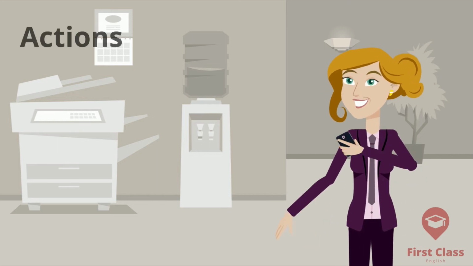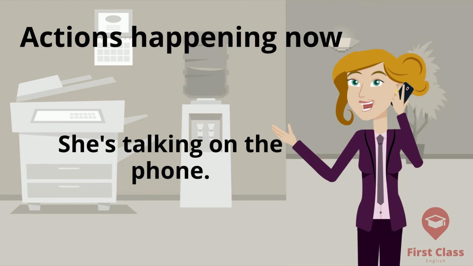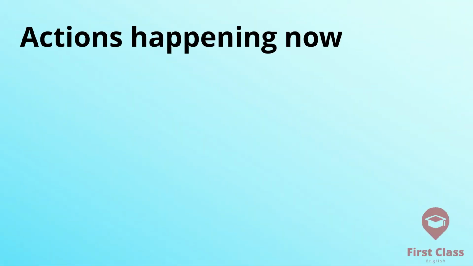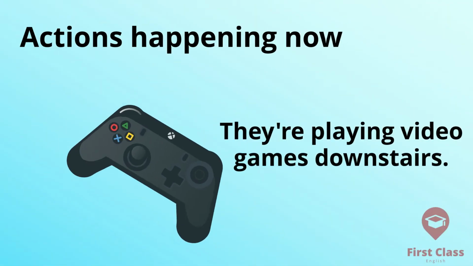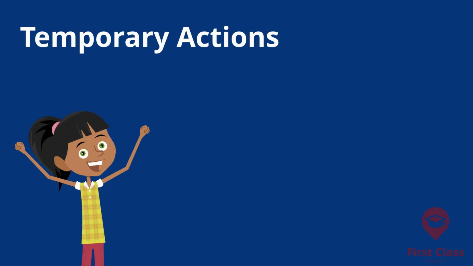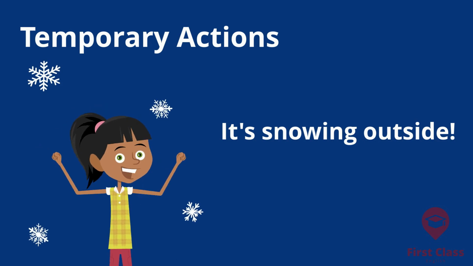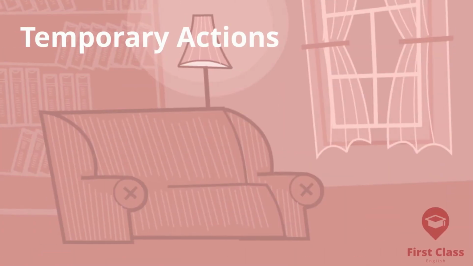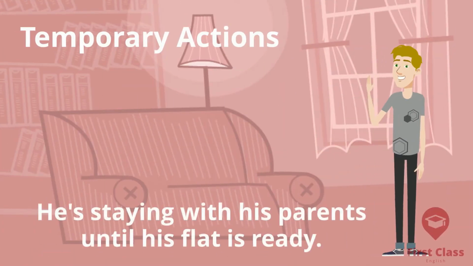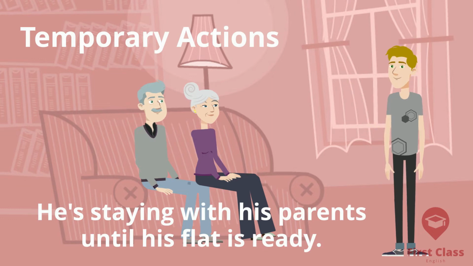Let's look at some examples of actions happening now. She's talking on the phone. Or, they're playing video games downstairs. Look at some of these temporary actions. It's snowing outside. Or here, he's staying with his parents until his flat is ready. This won't last forever, it's just for a short time.